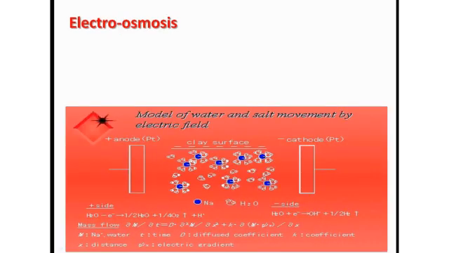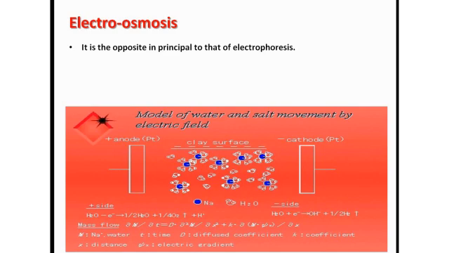The next concept is electro-osmosis. So what is electro-osmosis? This is a general model, known as the model of water and salt movement by electric field. We will discuss it here. Electro-osmosis is a principle which works just opposite to that of electrophoresis.